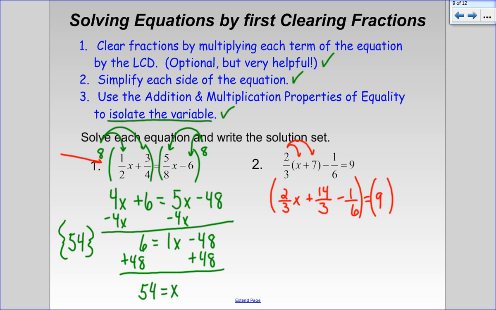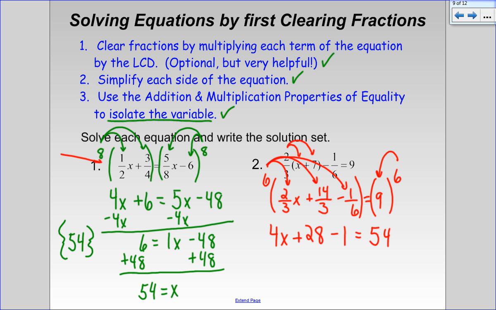In this case, my denominators are 3, 3, and 6. So 6 is my least common denominator, and that's what I'll distribute to each term. So let's do the same technique. 6 divided by 3 is 2, times the numerator 2 is 4. So I get 4x. 6 divided by 3 is 2, times 14 gives me 28. So I get plus 28. 6 divided by 6 is 1, times 1 gives me minus 1. And don't forget to multiply the other side of the equation, I get 54.